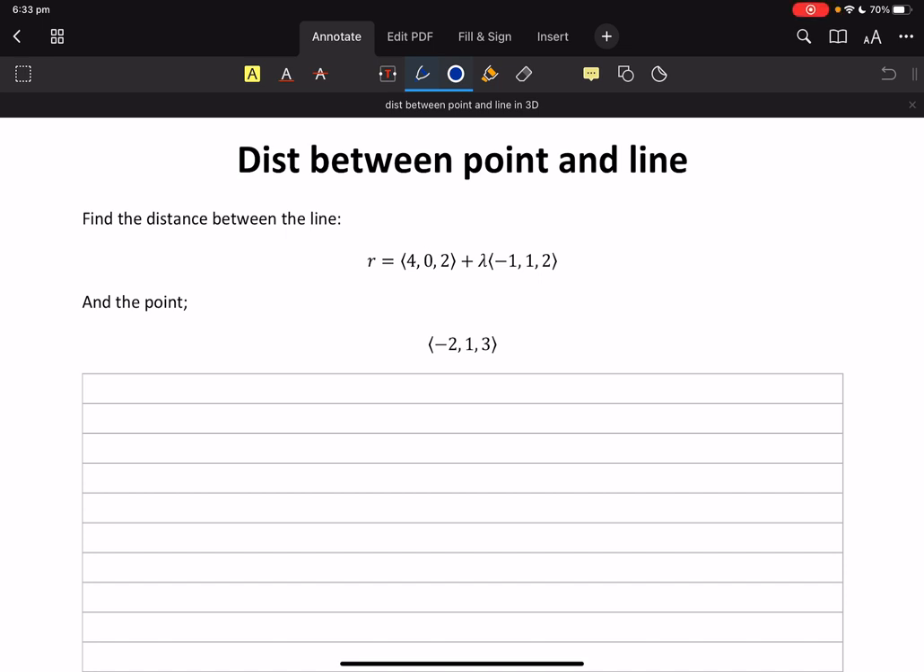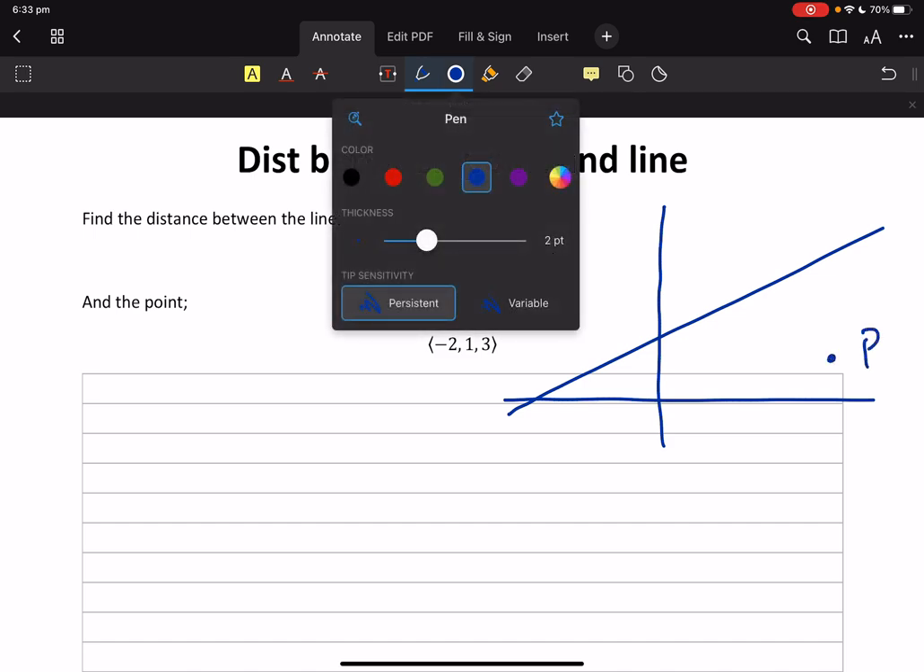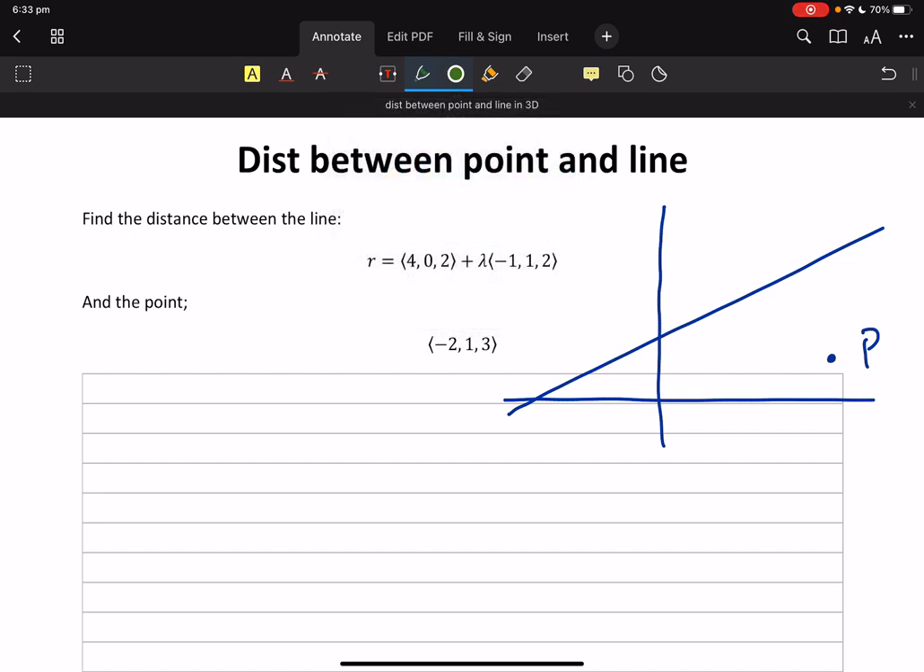So the distance between a point and a line, this is a 2D diagram, and clearly this is in 3 dimensions. There's my line, and there's my point P. Now I'm going to say my distance is the perpendicular distance. I think we understand that. So that's got to be a perpendicular line, and I'm really, really interested in what this point Q is.